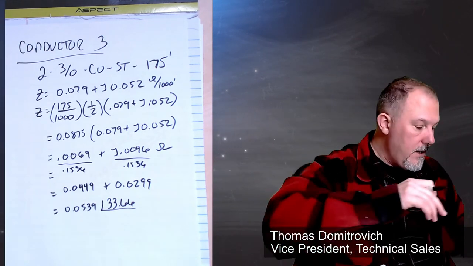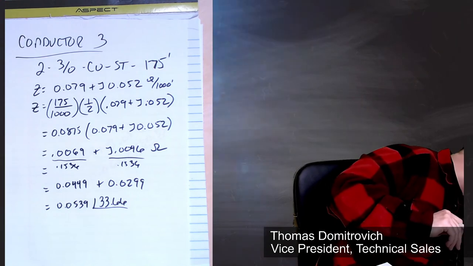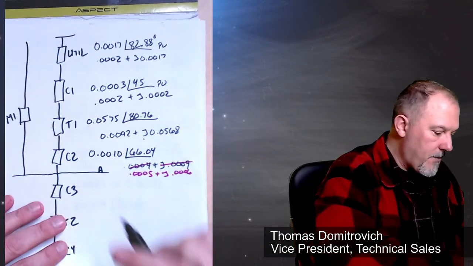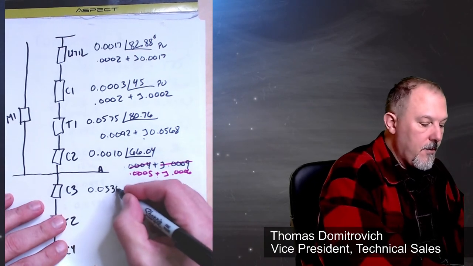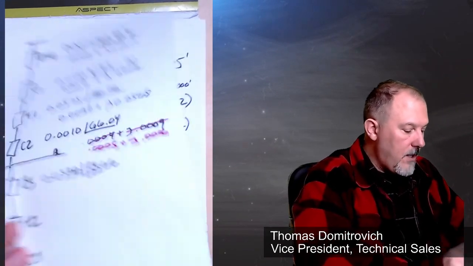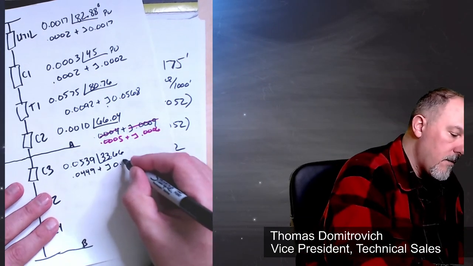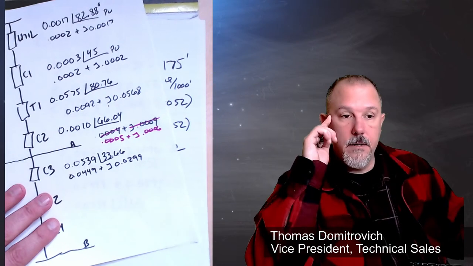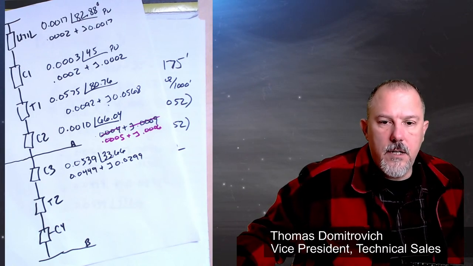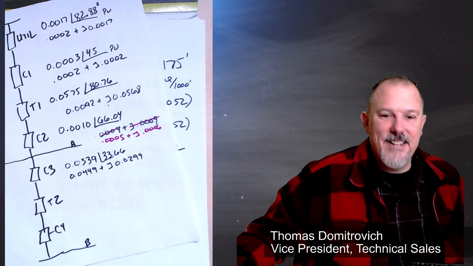Okay. That's my per unit value, right? Well, that's okay. Let's put this here. This is C3. 0.0539 at an angle of 33.66, and my real is 0.0449 plus J 0.0299. You guys following? Everybody following? I'm just looking. Z total. There we go. So we got some people doing math. Excellent. Ahmed, thank you very much.